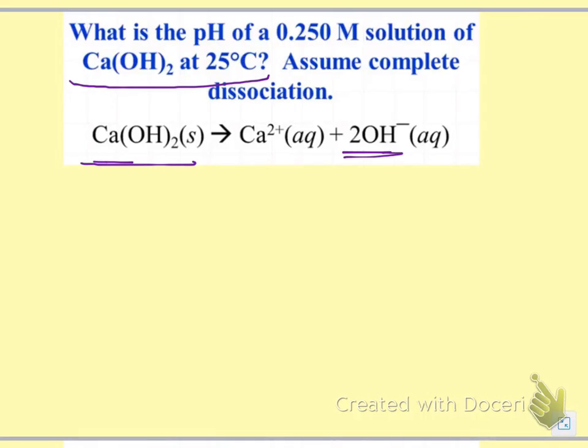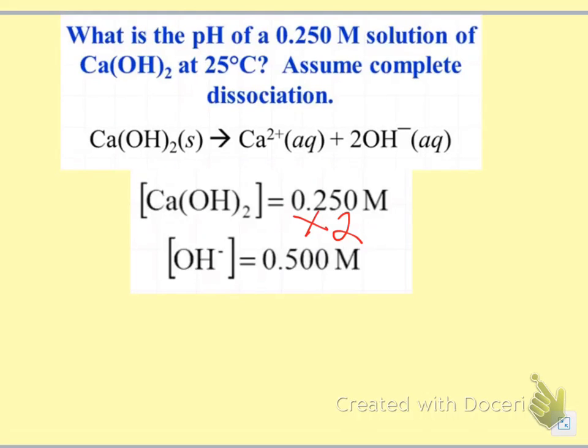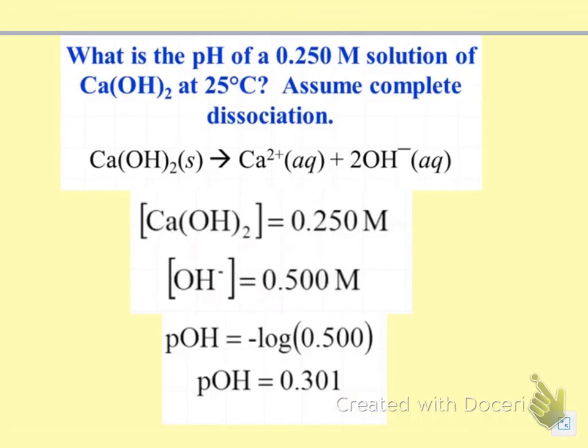So the first thing I have to do is figure out what my concentration of hydroxide is, and because for every one of these I'm going to get two of these, because of my balanced equation, I've got to multiply the 0.25 times 2 to get 0.5 molar of my base. And once I have my molarity of my base, all I have to do is find the pOH of that. I do negative of the log of the 0.5, and I get 0.301.